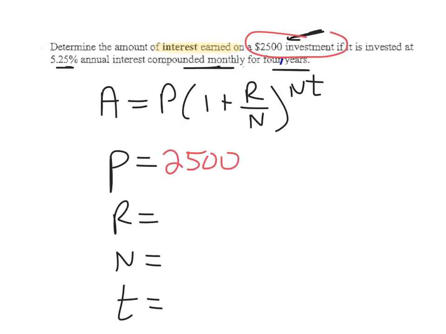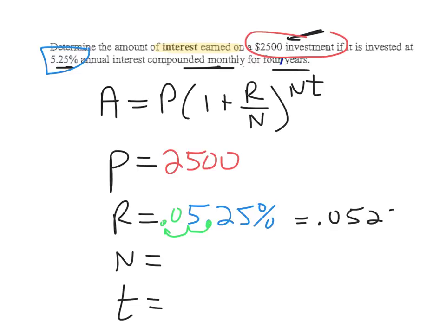The interest rate R is 5.25%, and we're going to move the decimal point 2 places to the left, so that's going to be 0.0525, so that's going to be our R value. The time in years, T, is going to be 4. And now for N, you always look for that adverb. You always look for that ly word. And in this case, here it says monthly. So according to our table, monthly means 12 times a year the account is gaining interest.